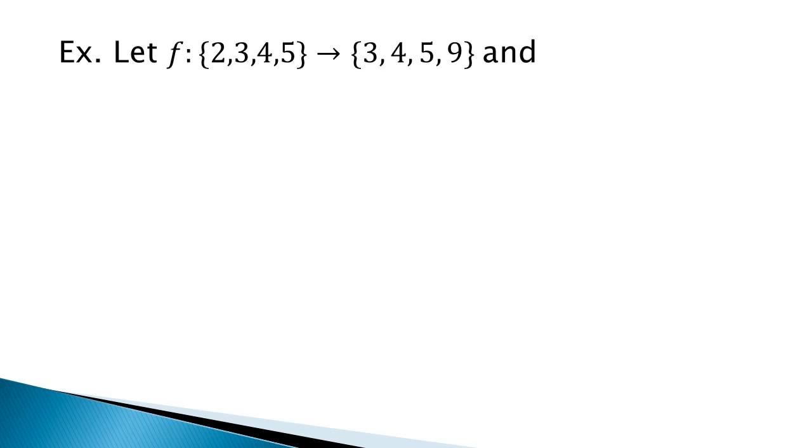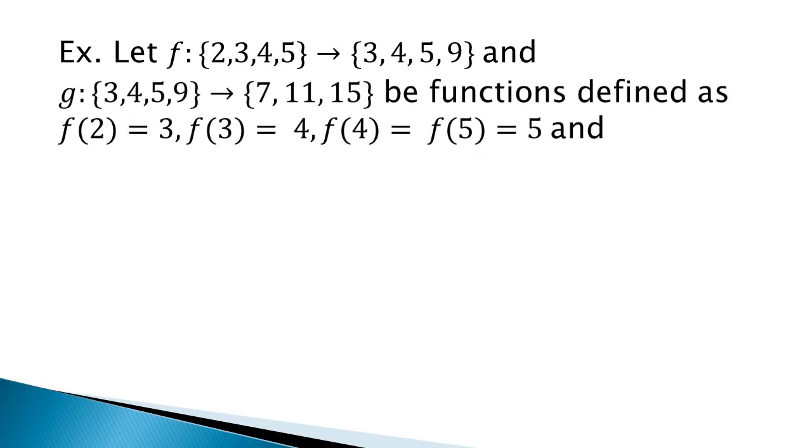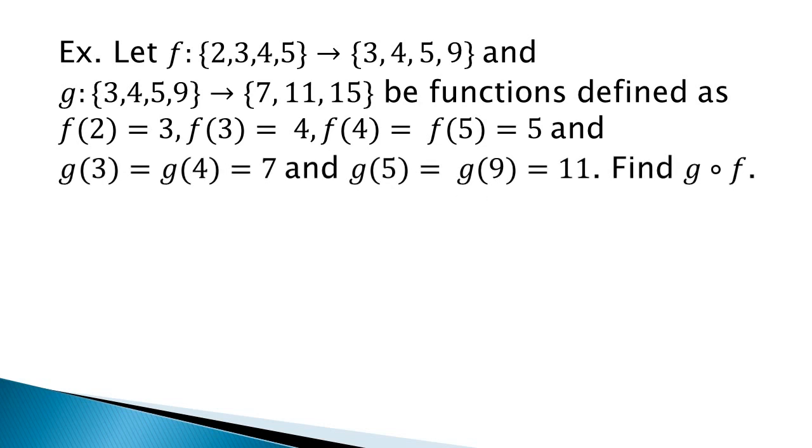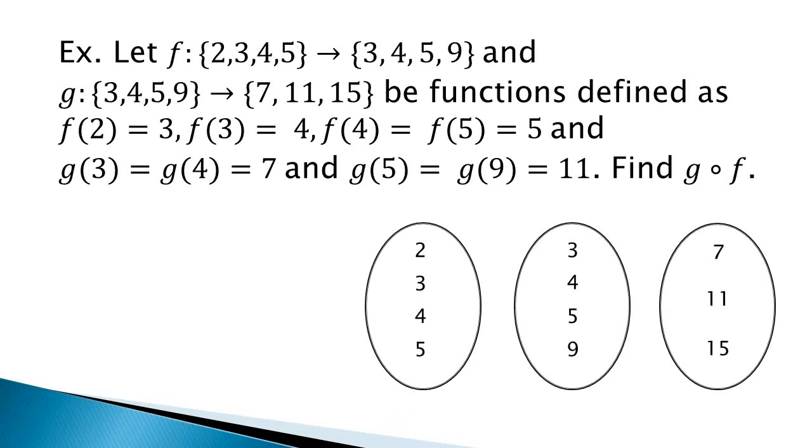Consider the function f from the set {2, 3, 4, 5} into the set {3, 4, 5, 9}, and one more function g defined in this way, and also the values of the functions f and g are given in this way. We need to find the composite function, that is g of f. Let me draw the functions in this way. These are the three sets where the functions f and g are defined.